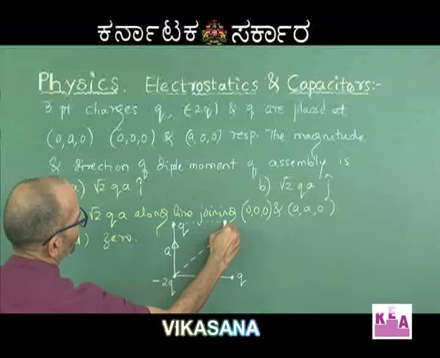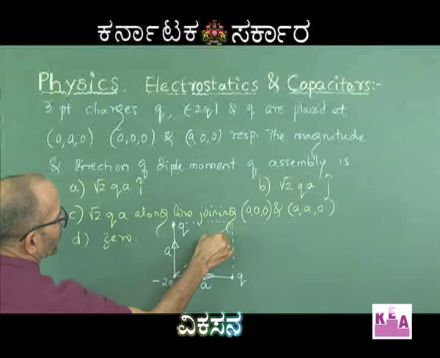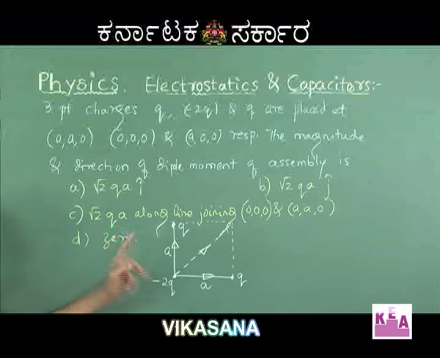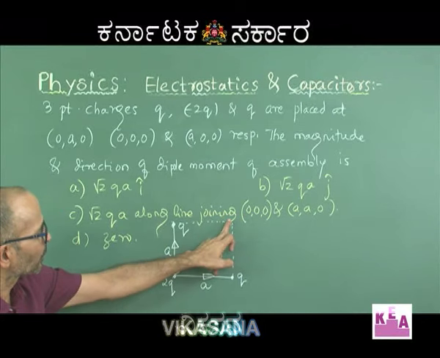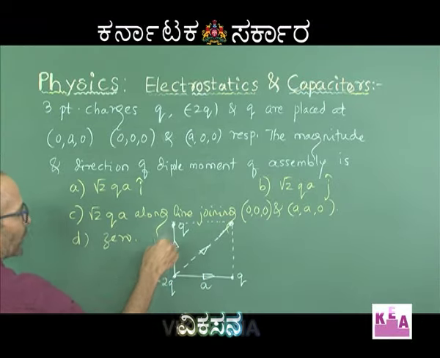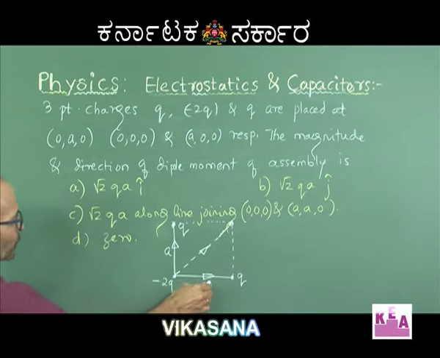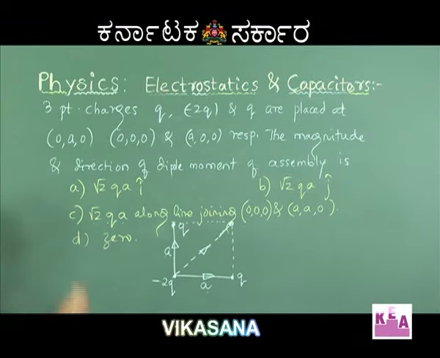And if you imagine this to be a perfect square with sides A and A, this will be exactly the diagonal. So, the direction of the resultant dipole moment of your system is from 0, 0, 0 to A, A, 0. I hope you agree that this point has its x coordinate as A, y coordinate as A, z coordinate 0. So, the resultant dipole moment is under root of QA square plus QA square, which is root 2 QA, directed along the diagonal. So, that makes your C option perfectly correct.